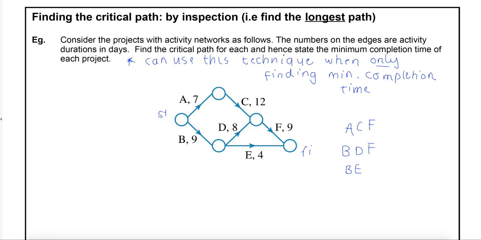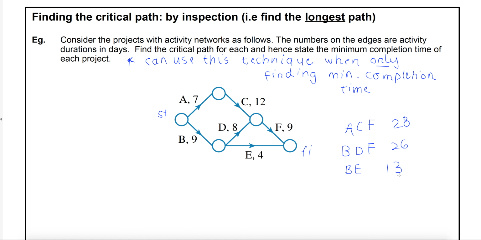28. So all I'm going to do now is go through my list, tally up the totals and see which one here is the longest. What about BDF? What do we get? 26. And BE, very short, 13. Good. So, very quickly, I can see which is the critical path.